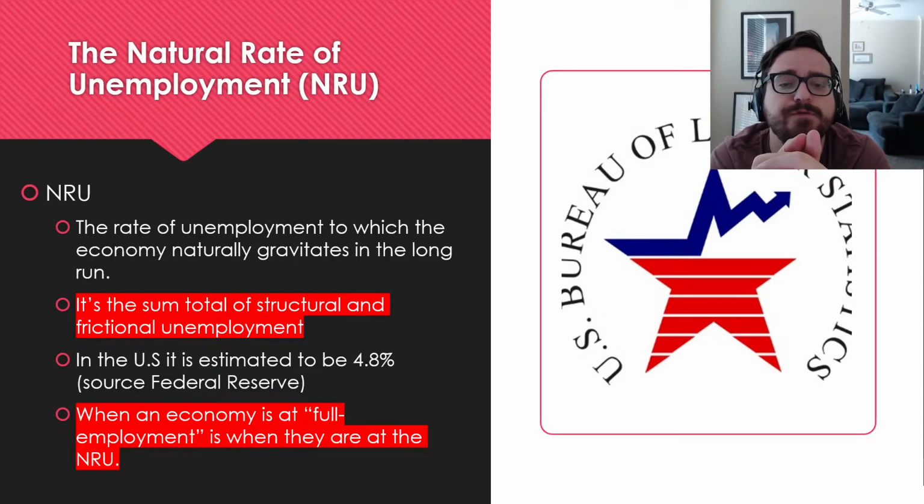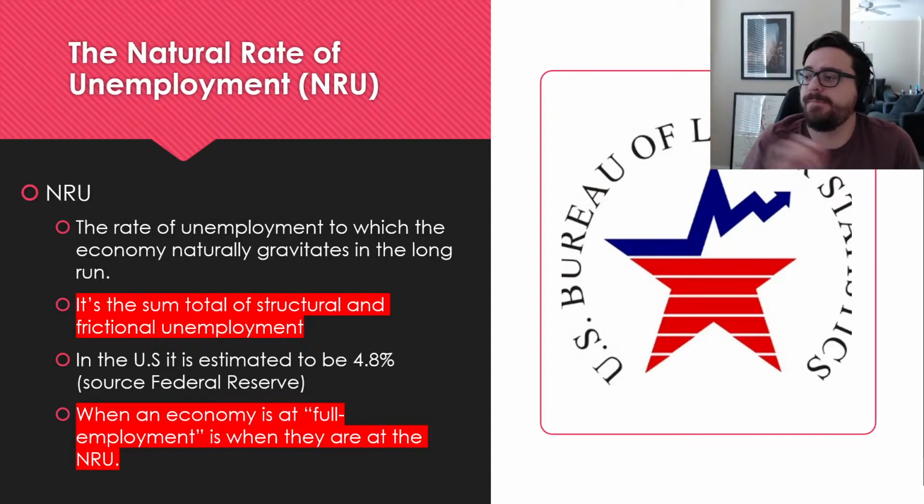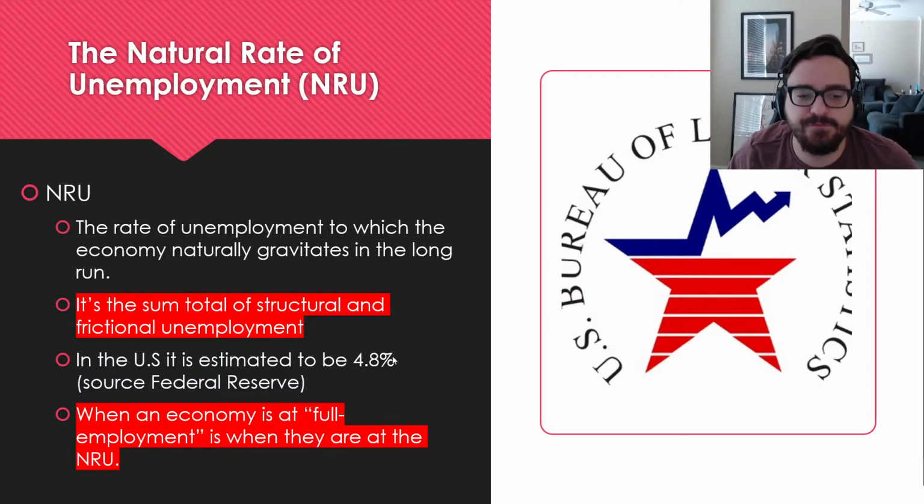So when we say the word full employment, we mean that they are operating at the natural rate. That is, they are at full employment. Like if we said the production possibilities curve, that on the line is efficiency and means that you're at full employment, we didn't mean 0%. We mean this 4.8%, this natural rate of unemployment number. That's what we're talking about when we say full employment in economics.